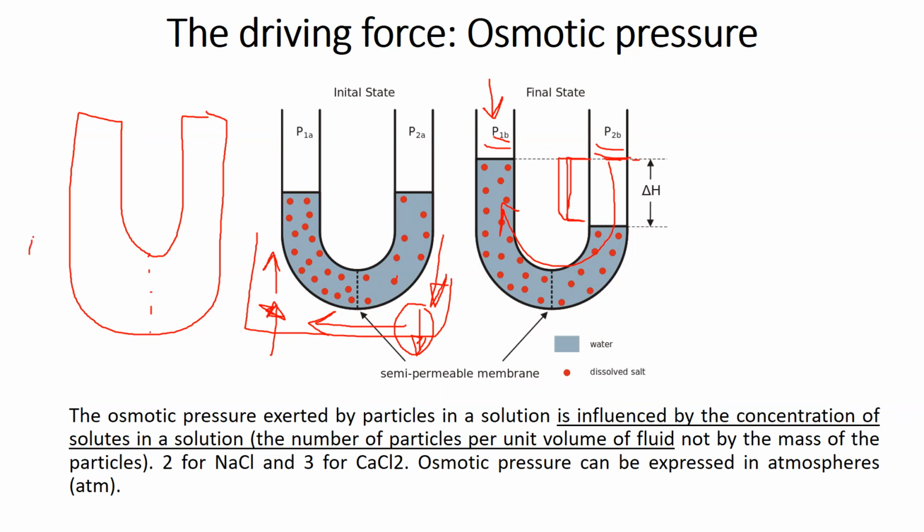We mean, for example, if I have here 1 molar of glucose, okay? So let's say here we have 1 molar of glucose, and here we have 1 molar of sodium chloride. So what do you think? Which compartment would have a higher osmotic pressure?